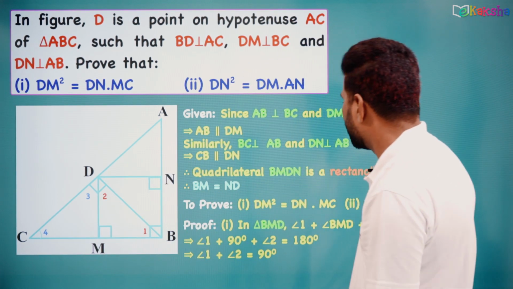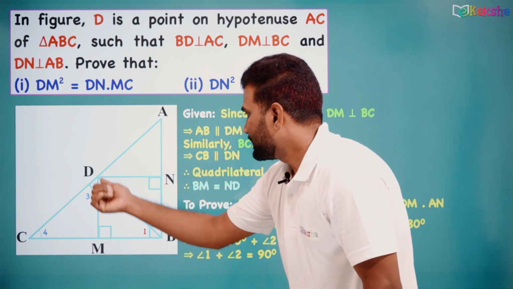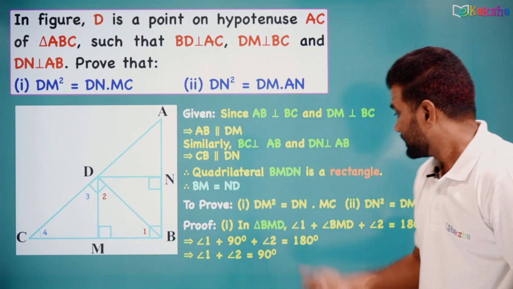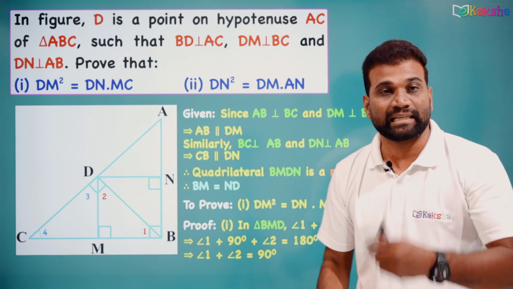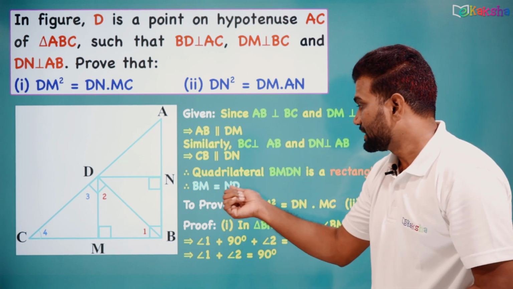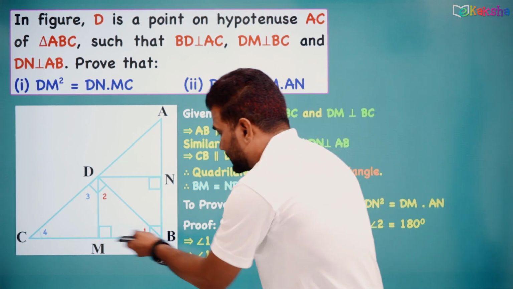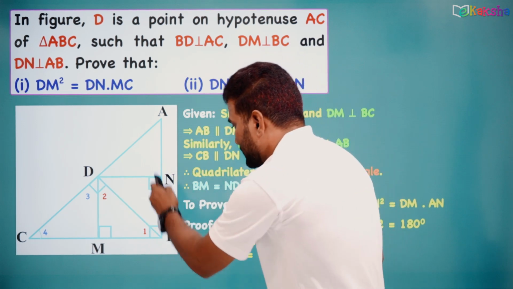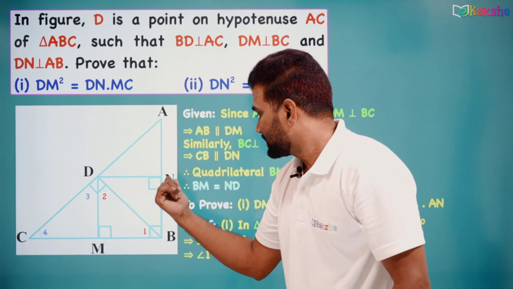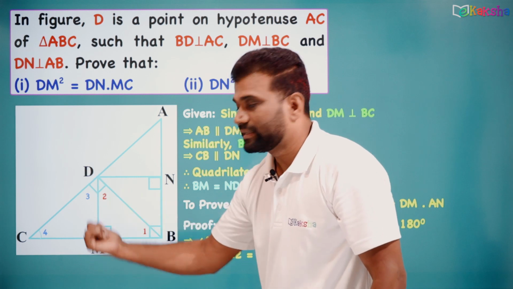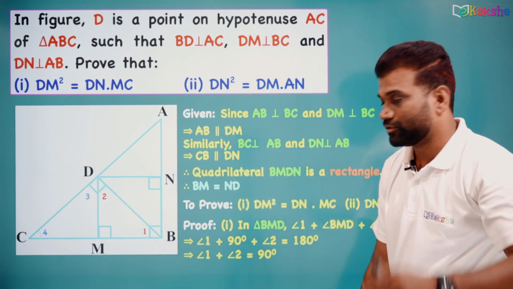Then we can say BMDN is a rectangle. This is a rectangle. Since it is a rectangle, opposite sides are equal, that is BM is equal to ND. So this equals this, as well as this equals this, that is BN is equal to DM also, okay, that we will use later.